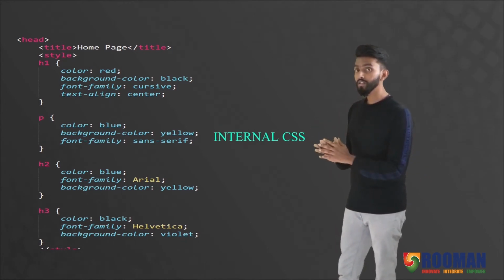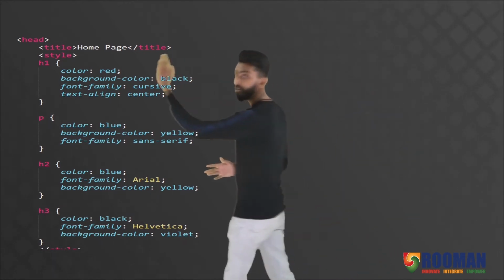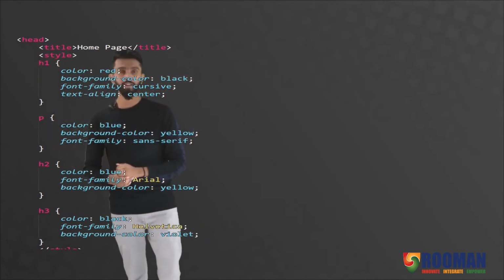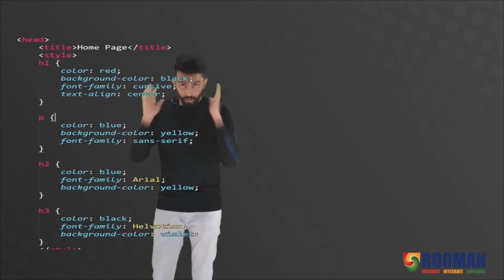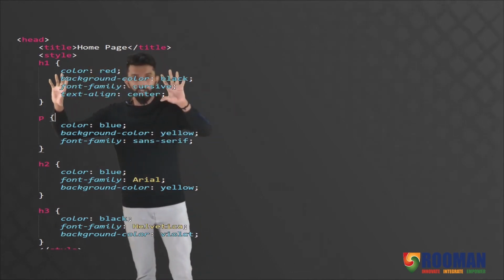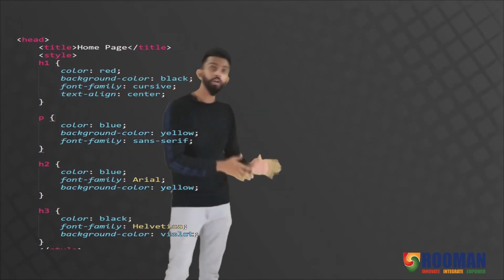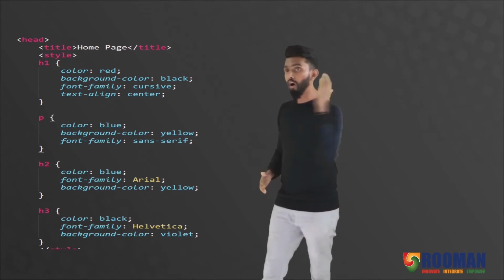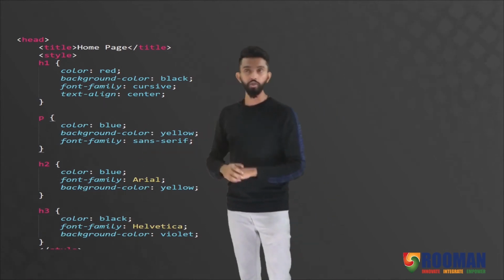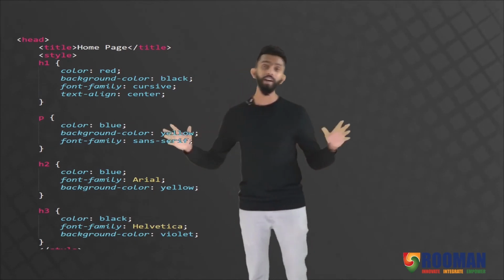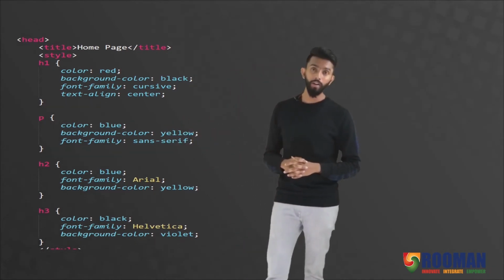Internal CSS is always placed inside the style tag. The style tag always lives inside the head, right? Now how you must perceive or understand this is, all of the h1 tags in my HTML file are going to be styled like this. All the p tags are going to be styled like this. All the h2 tags are going to be styled like this. All the h3 tags are going to be styled like this. Really, you might ask? Watch it.